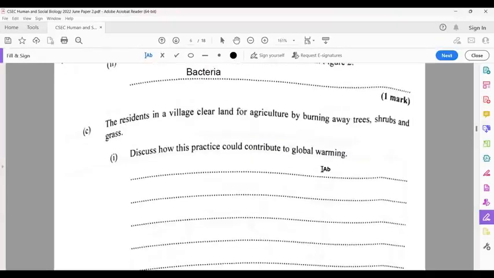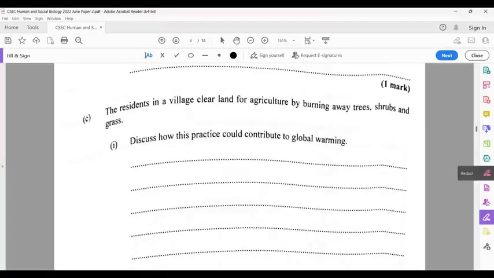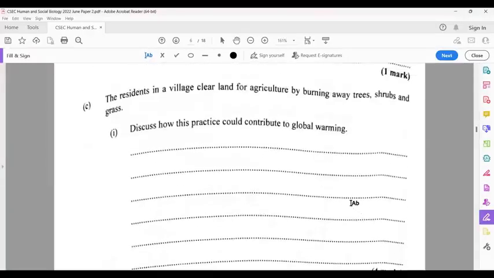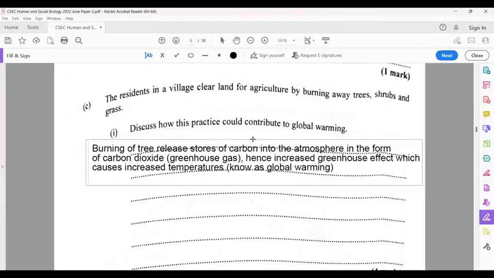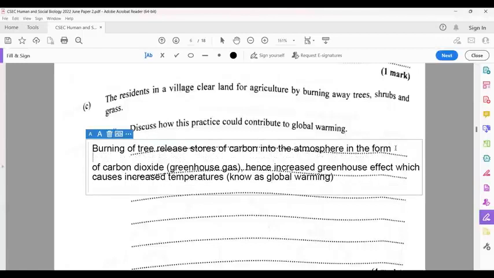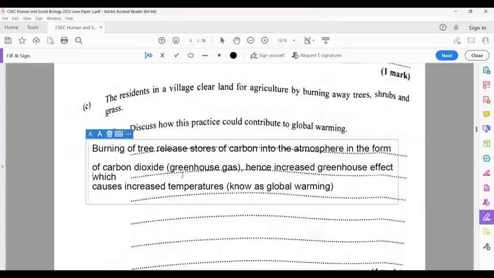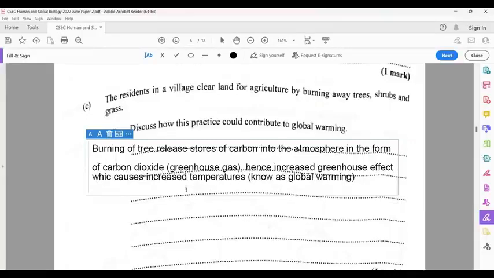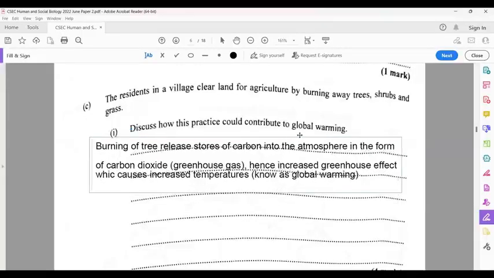The residents in a village clear land for agriculture by burning away trees, shrubs, and grass. Discuss how this practice could contribute to global warming. And simply, for these 4 marks, they are asking you for a flow chart of sorts. If you choose to write that in a passage, or you choose to write that in an actual flow chart, all is well. It's just however you choose your style to present, you will still get the necessary marks.